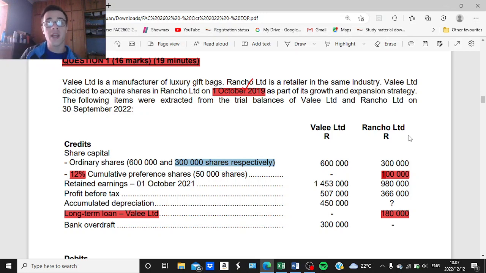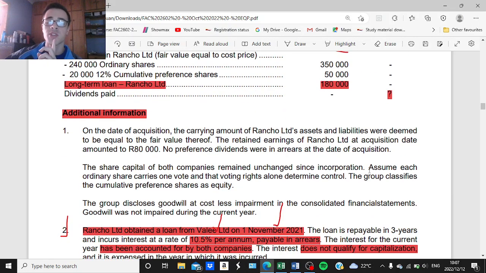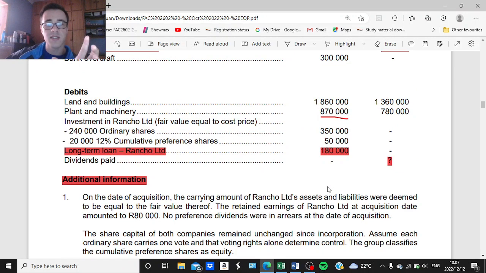So in terms of ordinary share capital, the parent has an 80% share in the subsidiary, which means that the parent has control over the subsidiary. Because according to additional information point 1, we need to assume that each ordinary share carries one vote and that voting rights alone determine control. So only the ordinary shares are considered in determining whether the parent actually has control.